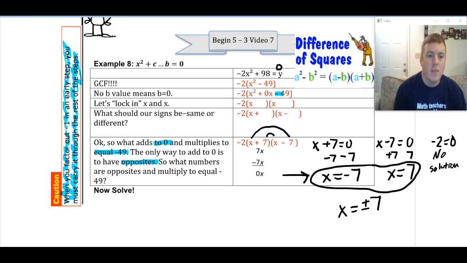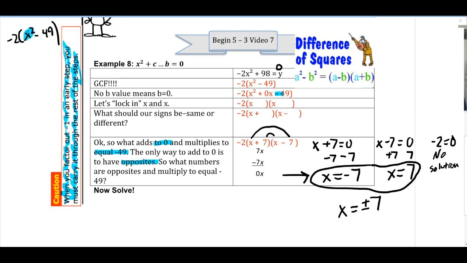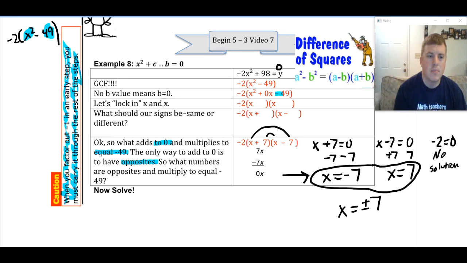If you notice our first example, and I'm going to rewrite this just a little bit off to the side here, we had negative 2 and we had x squared minus 49. Now if you look at these, both of these terms, our x squared and our 49, are going to be perfect squares. My x squared breaks down into x times x, the same thing multiplied together to give us the first term. And our second one is also a perfect square. If we multiply 7 times 7, that gives us 49.